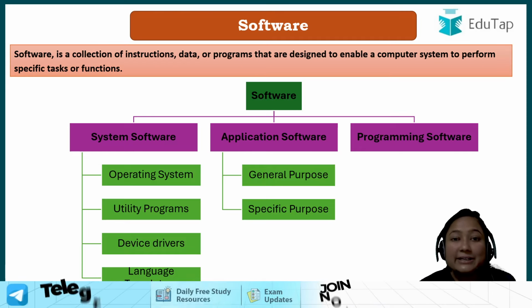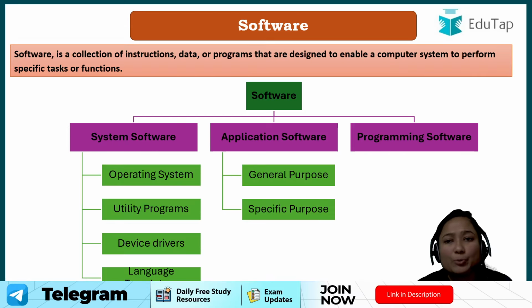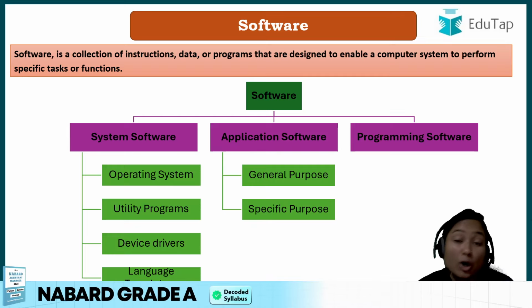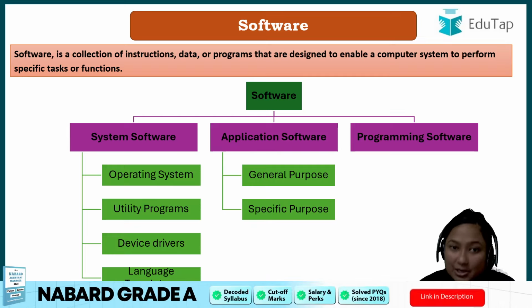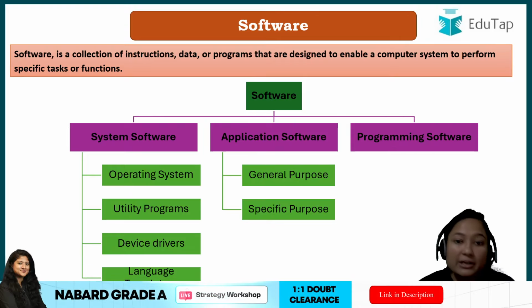Now after that, let's talk about software. A little bit I have told you: software is a set of instructions, data or programs that help your computer to run very smoothly, to complete the tasks you have given it, or to fulfill your instructions. Now, when we are talking about software, we basically have three types: system software, application software, and programming software.